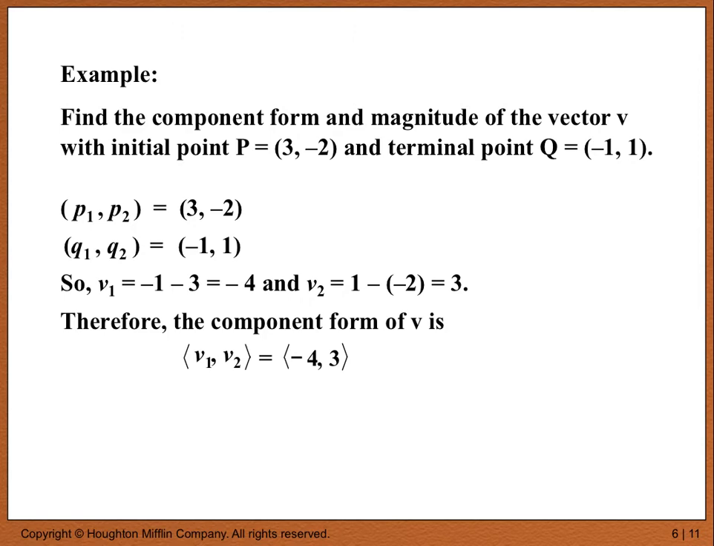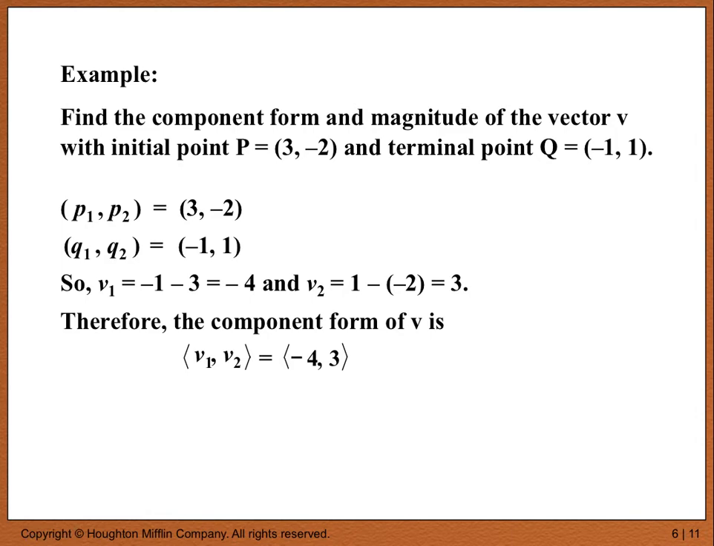All right, well then the P1 x-coordinate is 3. That's the x-coordinate of point P. And the P2 y-coordinate is -2. That's the y-coordinate of point P. We also see for Q1, Q2, we have -1, 1. So V1, the horizontal component of V. How much of vector V goes horizontal?